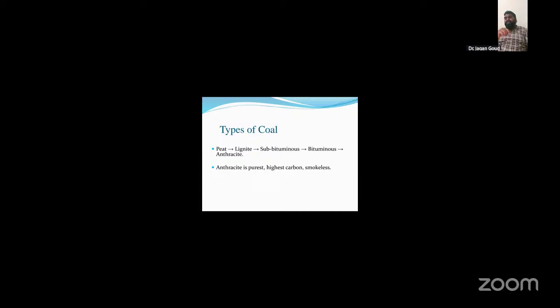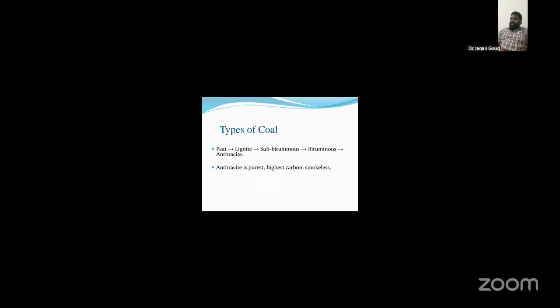Okay, subbituminous. In this, there is a dull black color, and less moisture than lignite. 70 to 75% carbon content is there. Energy value is moderate. Okay, bituminous: the characteristics are hard, black, and widely used in power plants. Carbon content is 75 to 85% in bituminous coal. Energy value is also high.